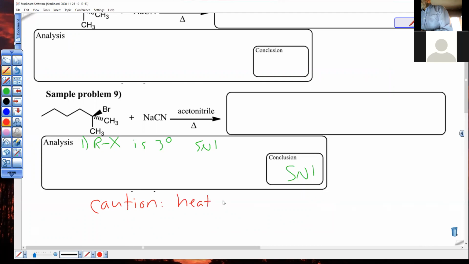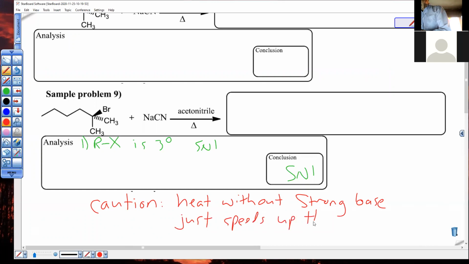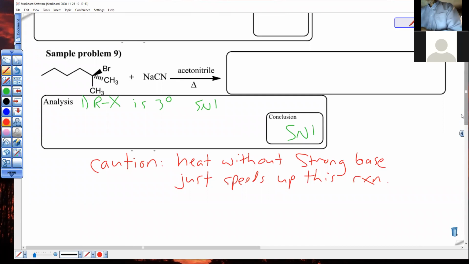Heat without strong base just speeds up the reaction. And I'm just going to tell you a fact here that you didn't know. Fact: HCN, pKa ballpark 10. Therefore, CN minus pKb.